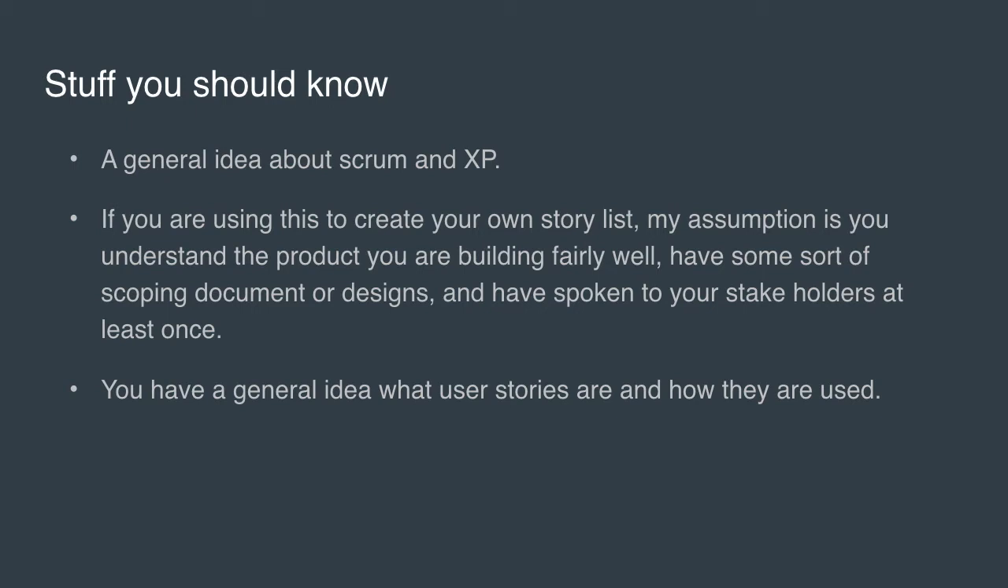So I've spoken about this a little bit at the beginning of this video, but here's a list of stuff that you should know before we get started on the examples that we're going to show now. A general idea about Scrum and XP, obviously. If you're using this to create your own story list, my assumption is that you understand the product you're building very well, have some sort of scoping document or designs or something like that, and you've spoken to stakeholders. So you have a general idea of what you're going to be building and the features that are there in this. And you have a general idea of what user stories are and how they're used.